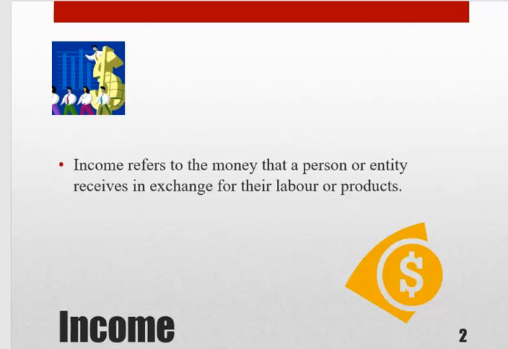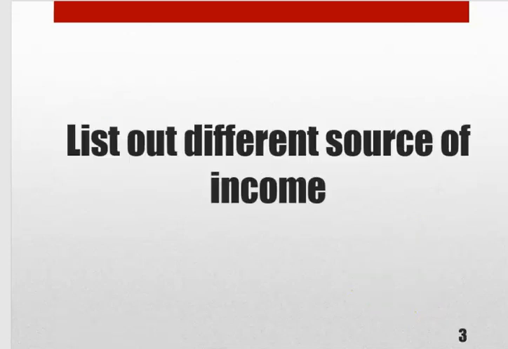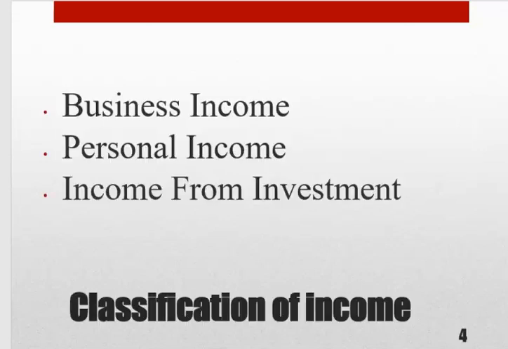That is, whenever you deliver goods or services, the sum you receive in exchange is known as income. So it's an activity for you. List out different sources of income. There are majorly three sources of income: business income, personal income, and income from investment.